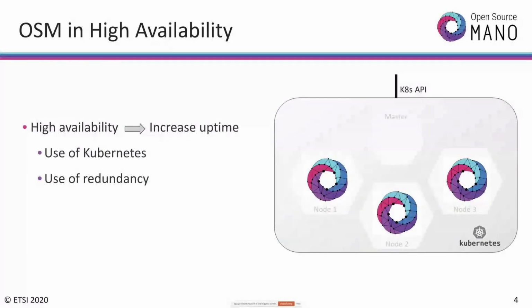So if we define that an application must have one pod running and this pod fails, Kubernetes will create a new pod automatically. Additionally, OSM provides redundancy where more than one pod of each application is deployed. Note that all these features have helped a lot to improve OSM's resilience, and this is key for production deployment.